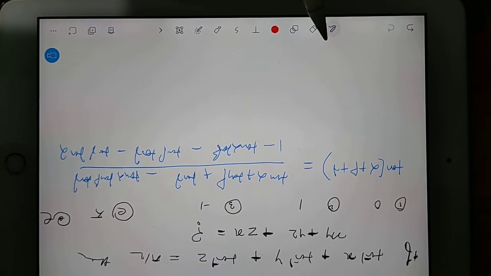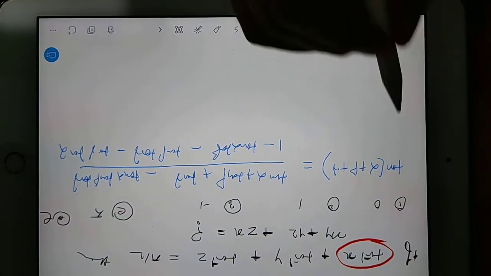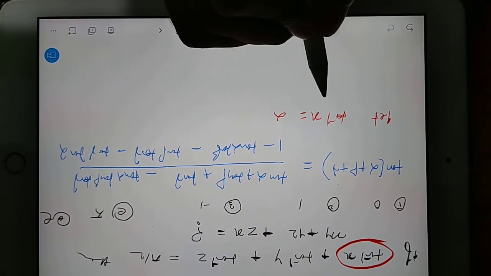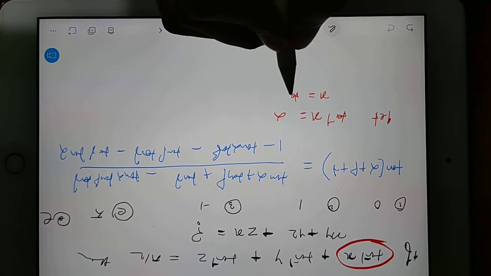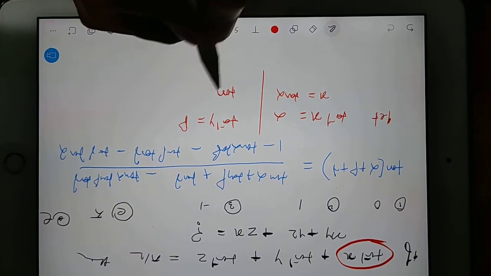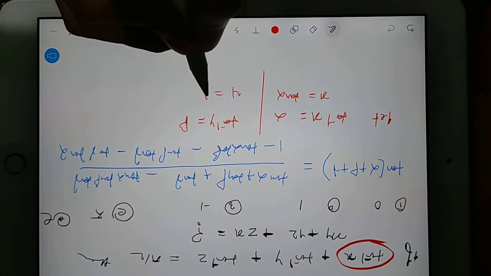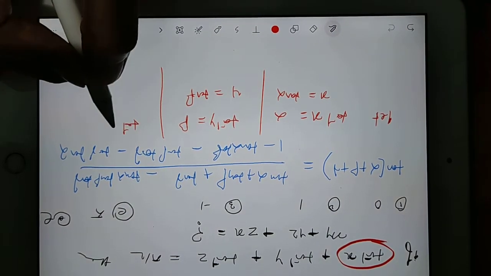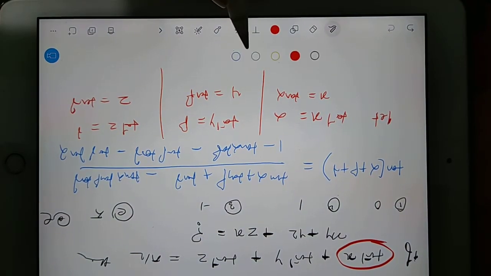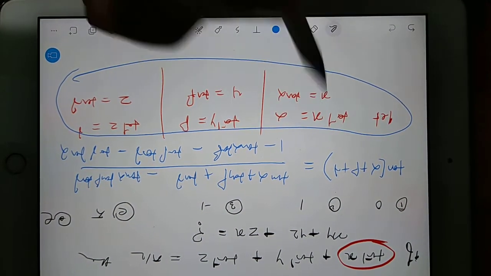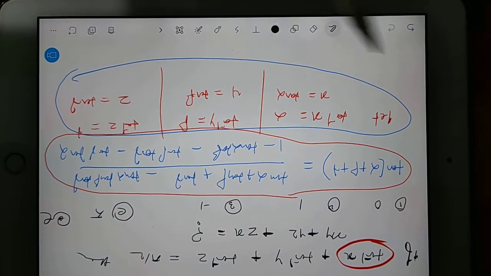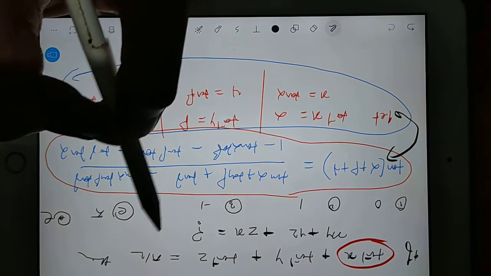Now we have to consider tan inverse x. Let tan inverse x be equal to alpha, which means x is equal to tan alpha. In the same way, tan inverse y is equal to beta, so y is equal to tan beta. And tan inverse z is equal to gamma, so z is equal to tan gamma. This is our assumption, and this is the formula from trigonometry, and with the help of these two things we will break this answer.